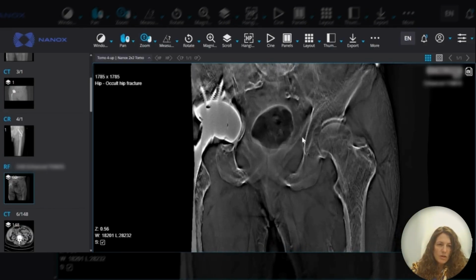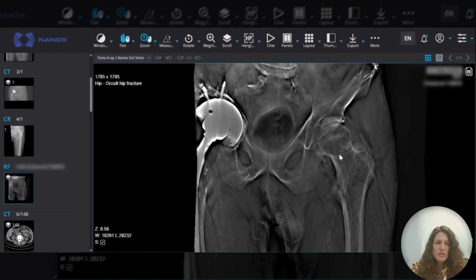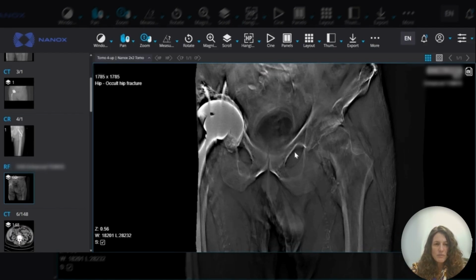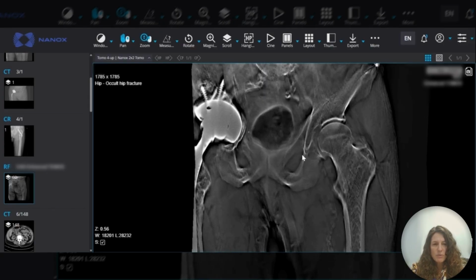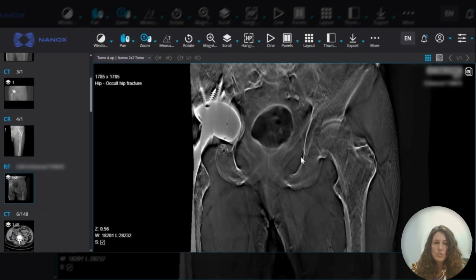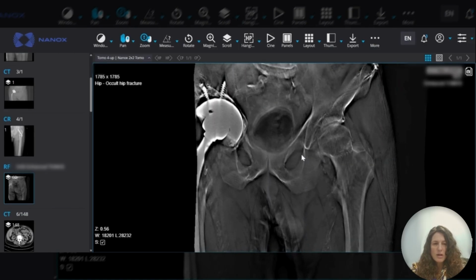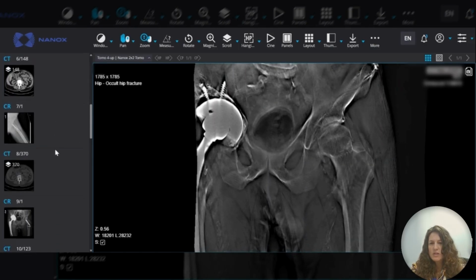You have clear evidence of a left subcapital femoral neck fracture, something that could not be seen on the x-ray images themselves. There's also a step-off here of the lateral aspect of the left femoral head and it extending into a fracture at the femoral neck. It's a beautiful image of an occult hip fracture by x-ray that's clearly visualized on the digital tomosynthesis.